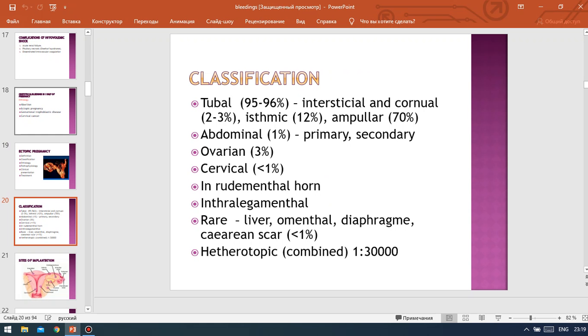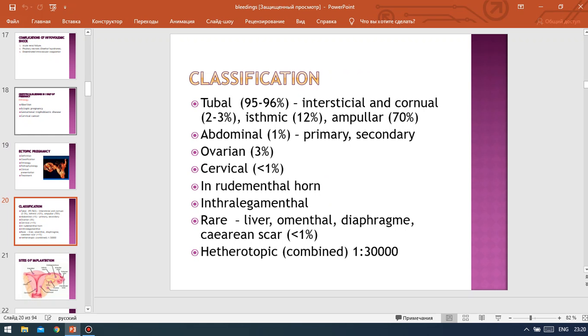Classification. The first: in 95-96% of cases we have tubal pregnancy. If it's an interstitial and cornual tubal pregnancy, these patients have severe bleeding and come to the hospital in shock by emergency car. We have this situation in 2 or 3% of cases. Isthmic is 20% of cases, and ampullar is 70% of tubal pregnancies. It's not so dangerous like the interstitial and cornual tubal pregnancy.